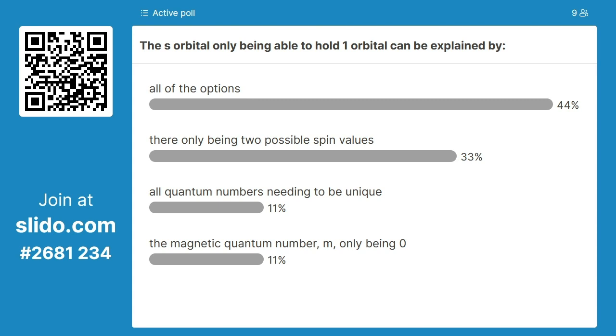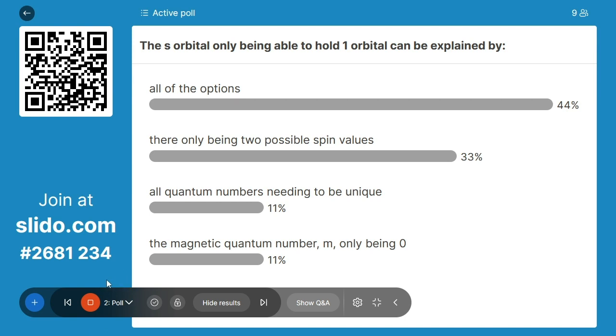And that we only have one possible orientation, and we only have one number when it comes to what the s orbital can be for a given principal number, right? For a given shell that it's in. So all of the options contribute to this. This is the best answer on here.